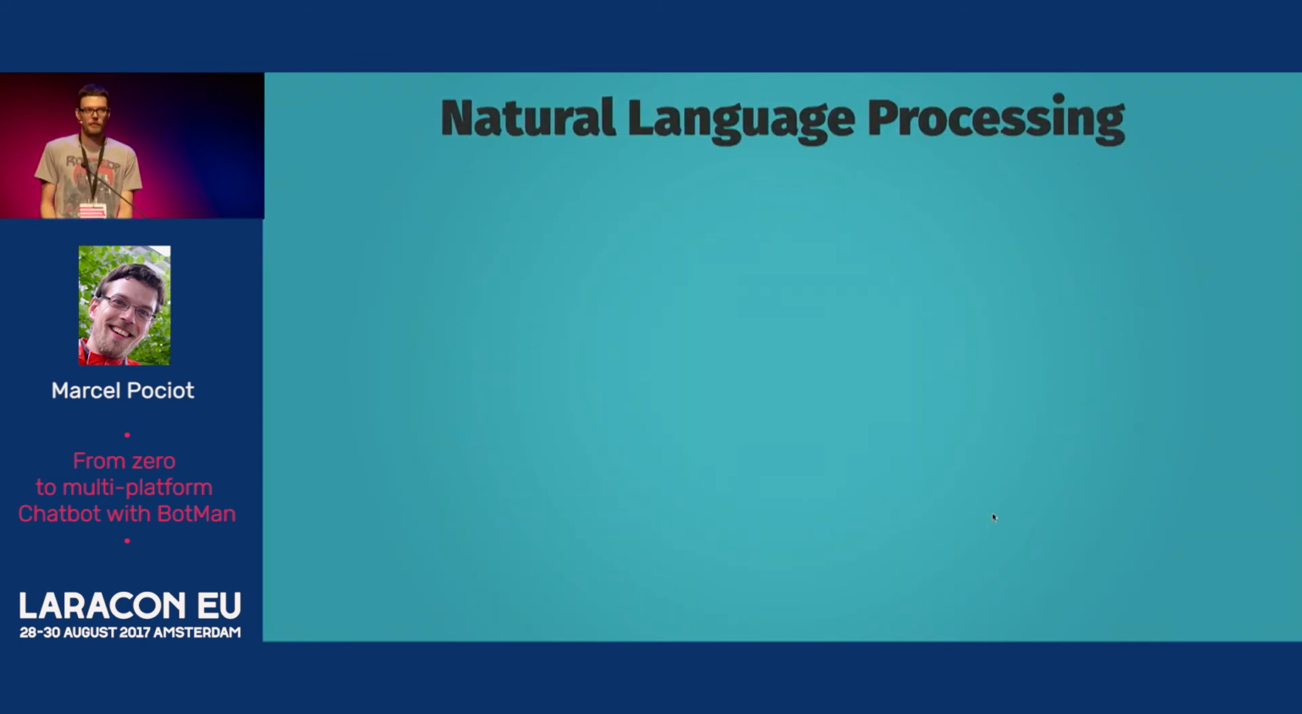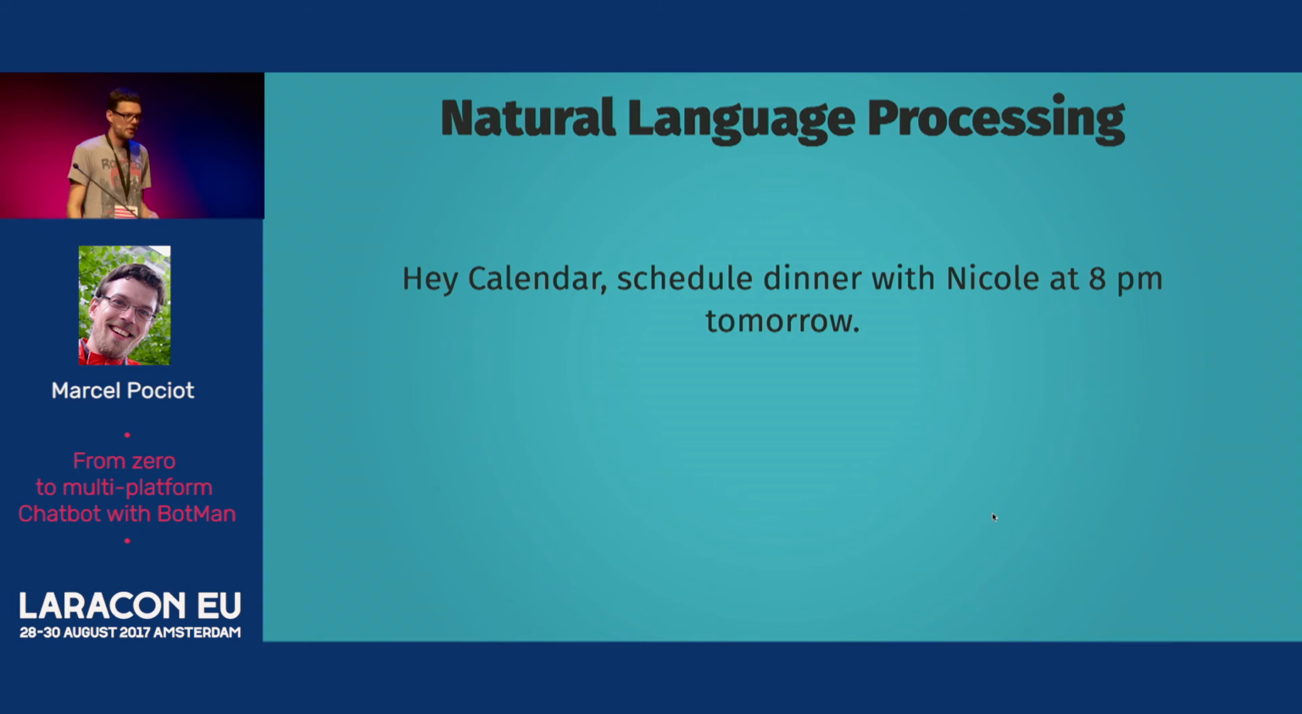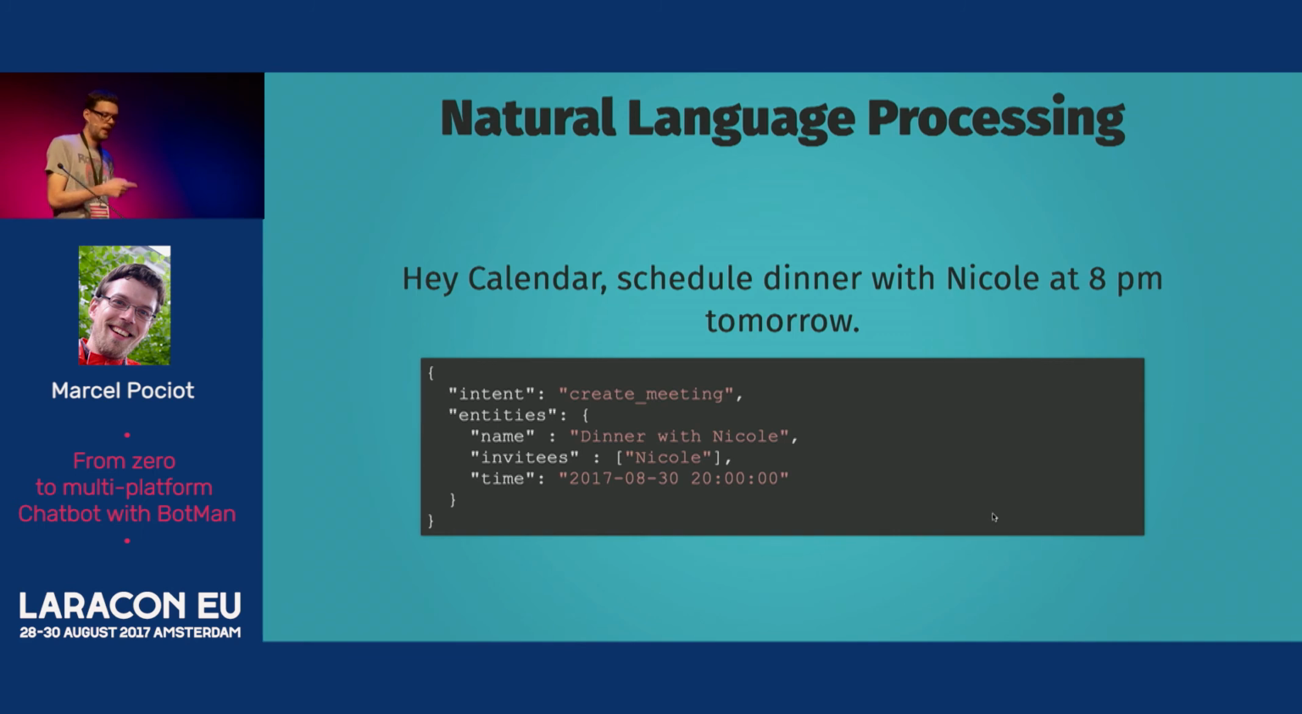Now, the next step forward would be to use some natural language processing to let the user enter more of a sentence, maybe, to give you an idea of what kind of pizza he wants. So natural language processing works like this: you give a service a sentence, for example, "Hey calendar, schedule dinner with Nicole at 8 p.m. tomorrow." You send that to the service. The service will then process this sentence and will respond with a response that we can then use to build into our chatbot application.